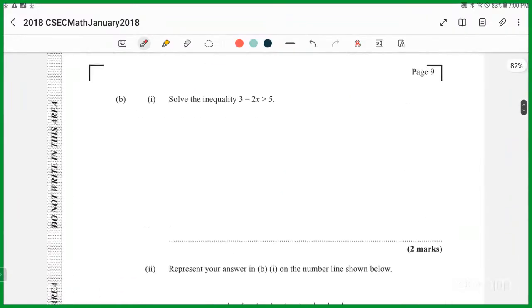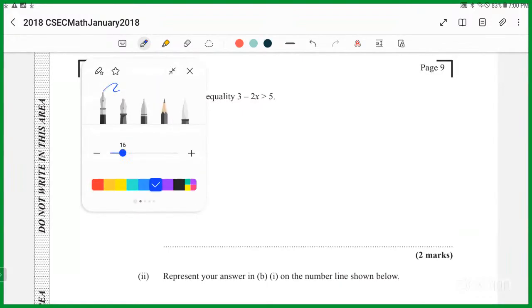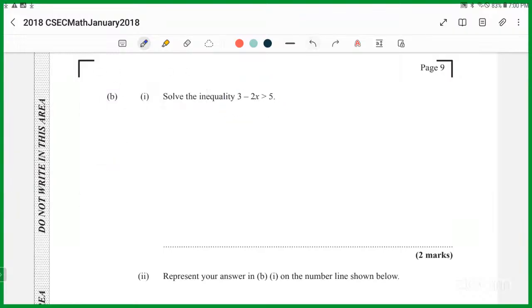Alright, so this is a question I really wanted to do. This is a topic that we're doing in class now. This is a simple linear inequality to solve. And solve in mathematics means that you must make the unknown the subject. You want to find what value of x or what range of values of x would satisfy this inequality. You do that by making x the subject, and it will be the same steps, the same process, really, as if we were solving an equation with the same values, 3 minus 2x equal to 5. It's the same steps to solve those two.